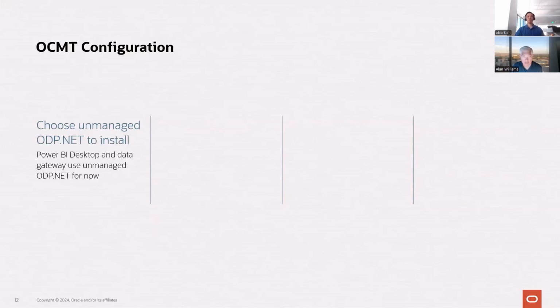So when you get the Oracle Client for Microsoft Tools, what you'll see is just three basic choices you need to make to do the installation. It's a GUI, so it'll be a pretty simple interface for anyone to use, whether they're technical or not. First, you choose where you want to install unmanaged ODP.NET. The default will install both unmanaged and managed, so you can just take the defaults and click next if you want, but you choose the location where you want to install it.